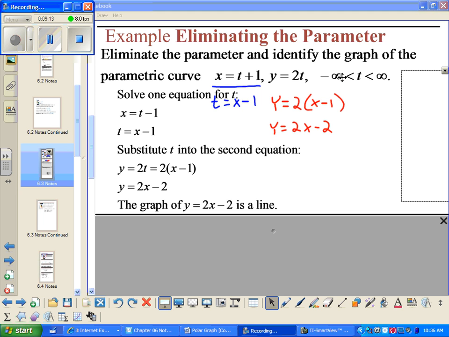Since the t interval is from negative infinity to infinity, this is going to be a graph that goes on forever, and thus it is the graph of the entire line y equals 2x minus 2. If you were to graph x equals t plus 1, y equals 2t, that parametric equation, you would get the same result as y equals 2x minus 2 on your regular coordinate grid.